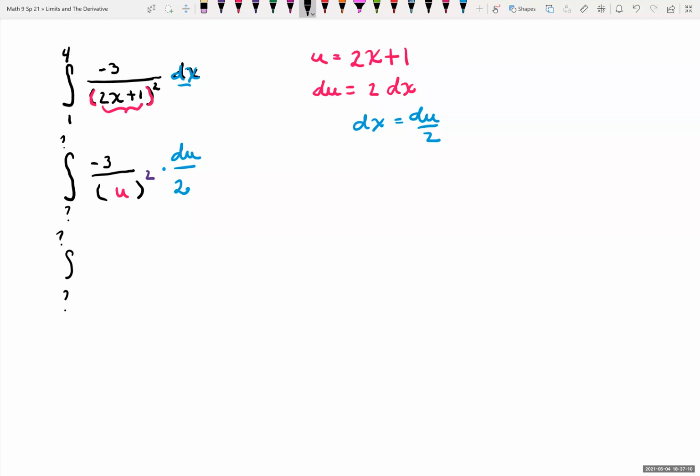So I'm going to rewrite this in the form that I know how to take the antiderivative. Remember that we can move up, it's only one term in the denominator. We can move that up into the numerator and rewrite it with a negative exponent. And so this is the same thing as -3/2 times u to the -2 power du.